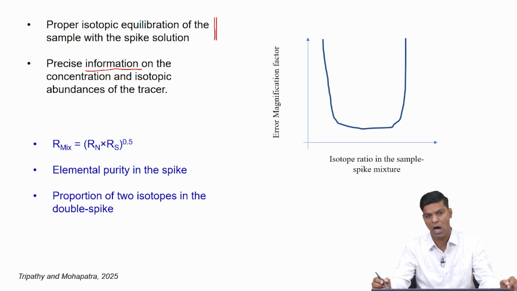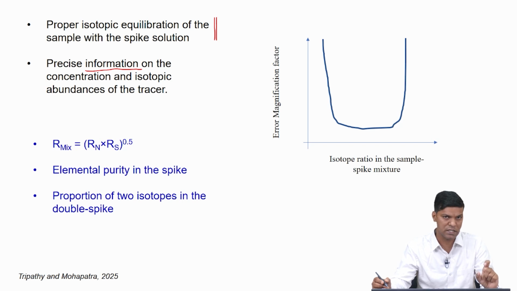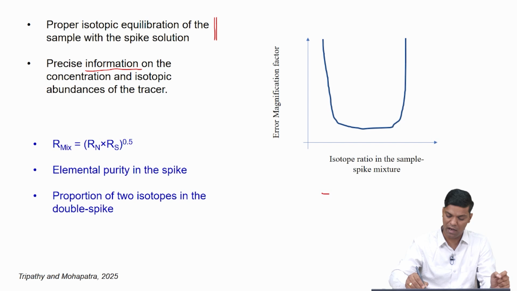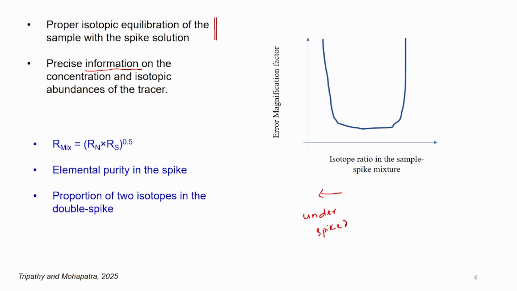Additionally, you need to know how much spike you must add in a given sample. If you are adding less, then it becomes under spiked. If you add a very large amount of spike, then this becomes over spiked, and hence you must add spike in a given amount of sample so that you get the least error during the measurement. So, this is the zone where you can find the very precise measurement.